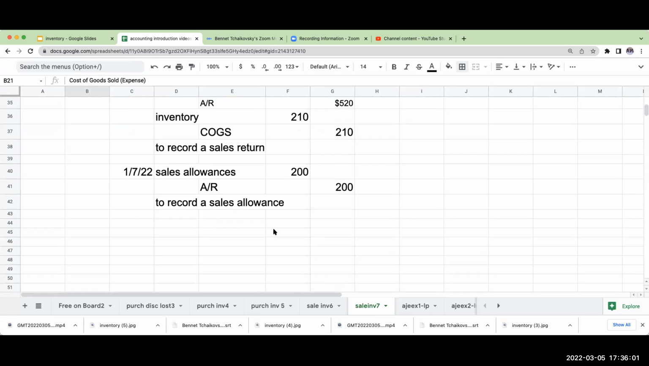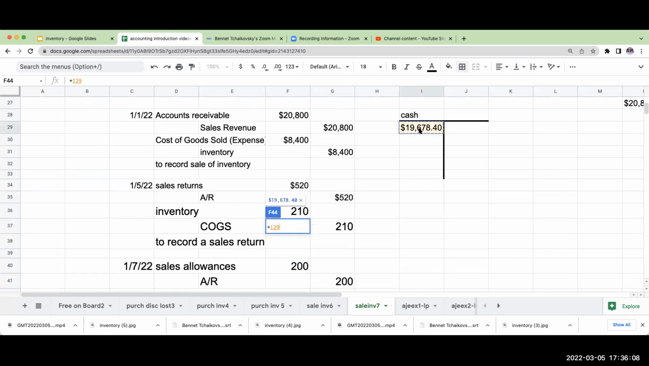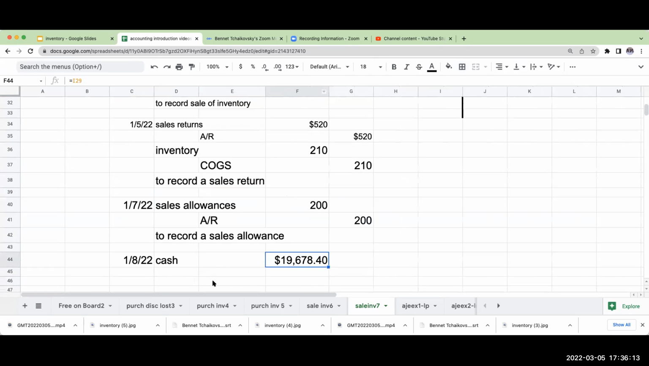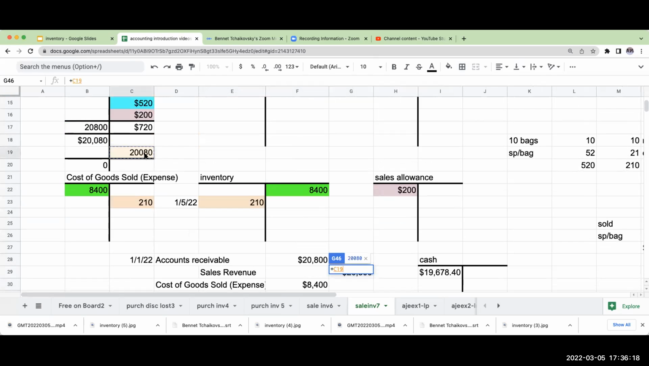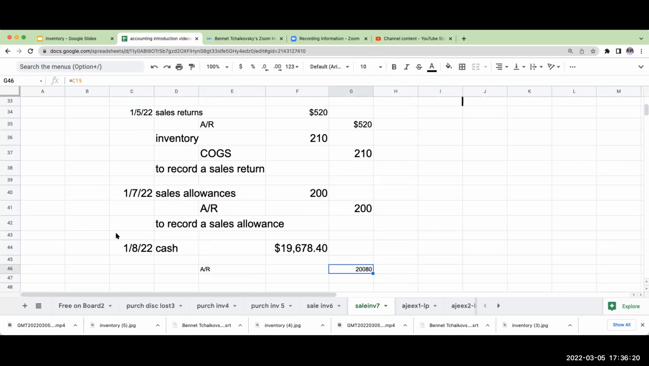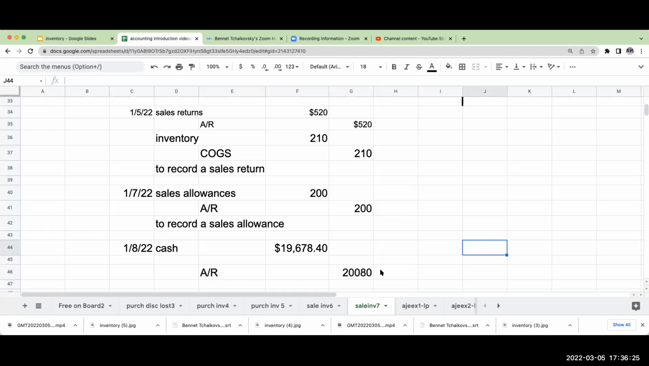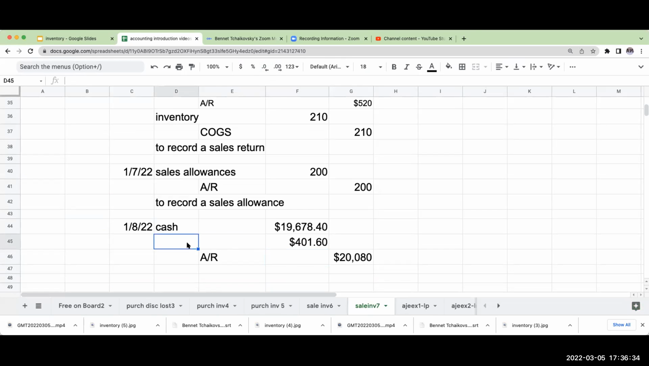So let's take a look at our journal entry. On 1/8/22, I'm debiting cash for $19,678.40. Remember, I offered my client a discount. I'm crediting accounts receivable for the full dollar amount. They're paying within the discount period, so they're not going to owe me anything after that amount is paid. What do I need to do to balance? The amount I need to balance is the amount of my discount, which is 401.60.